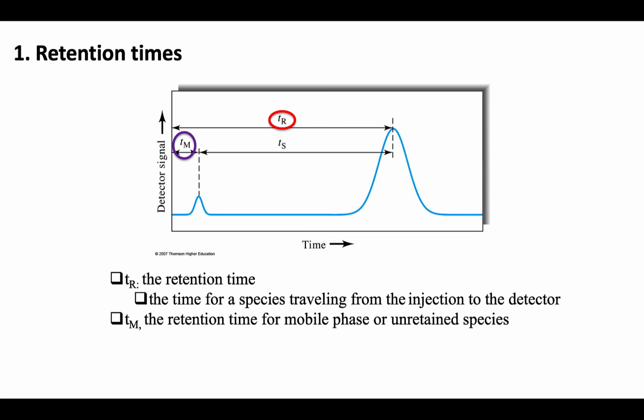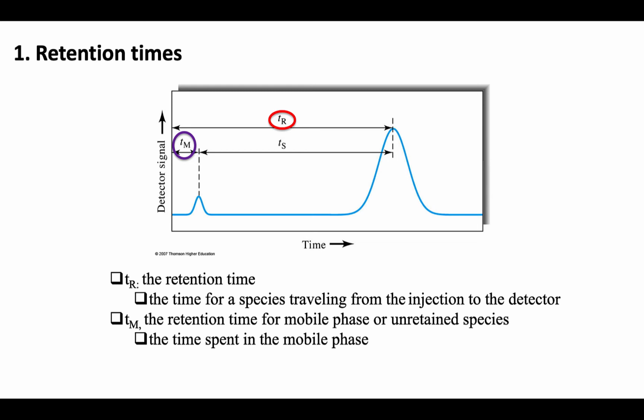Sometimes some species may not interact with the column at all. As a result, they will not be retained by the column. Their traveling time is completely identical to the mobile phase one. Another way to understand this is to consider this time as the time that the species spends in the mobile phase.